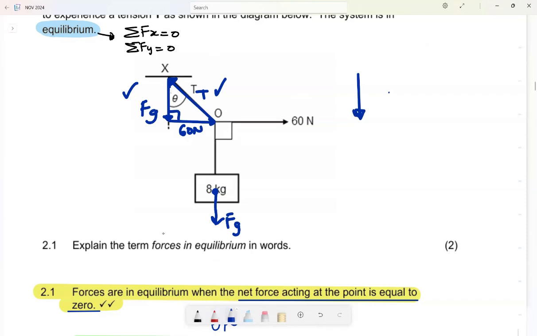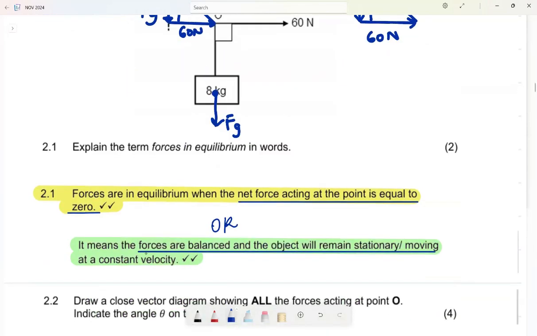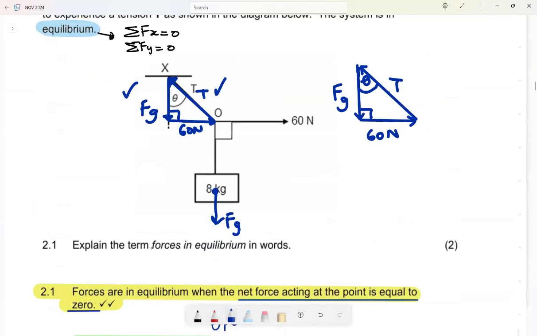Normally I start with FG. Label this FG, and then the 60 newtons, and then my tension at that angle like that. Remember, my tension is creating an angle of 30 degrees with this one, so an angle of theta with this one. Then this is my 90 degrees here. So this is what we refer to as a closed vector diagram. I have drawn my closed vector diagram like that.